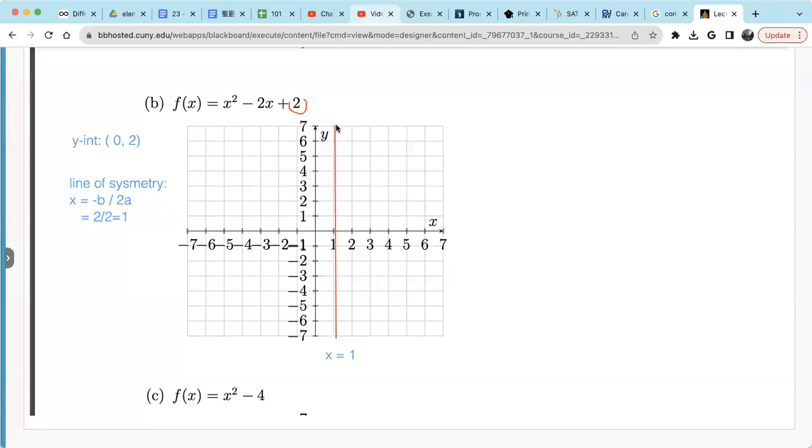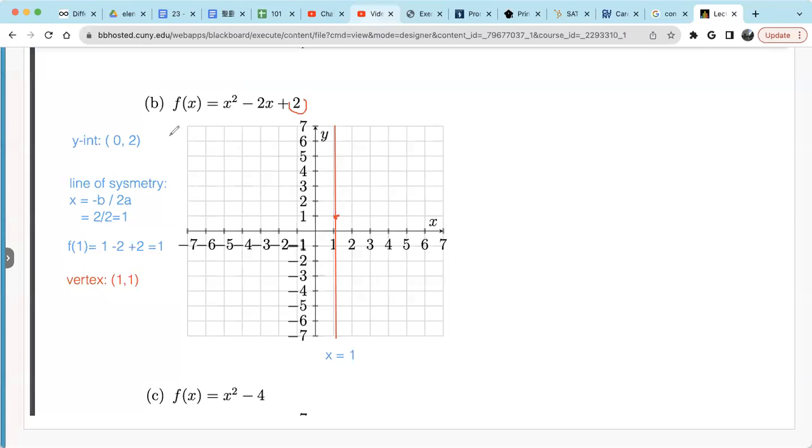Then I know the vertex is on this line. That means the vertex has x value 1. I just have to evaluate f of 1. F of 1 equals 1 squared, which is 1, minus 2 times 1 is minus 2, then plus 2. I get 1. So (1, 1) is my vertex. Now I can graph my vertex, (1, 1), right here.